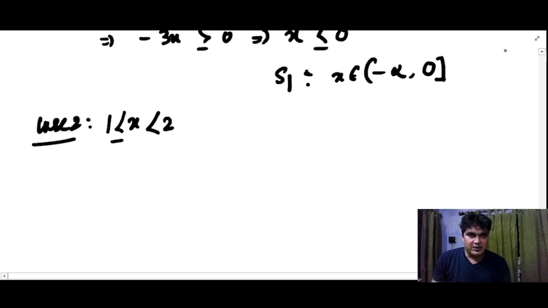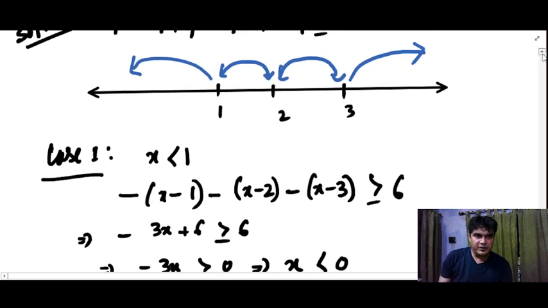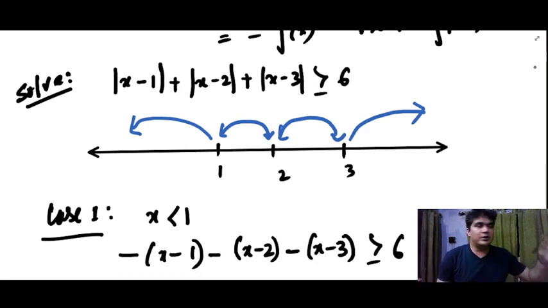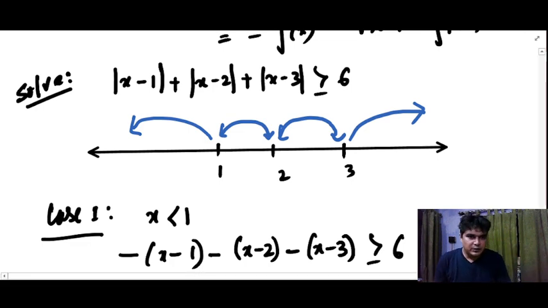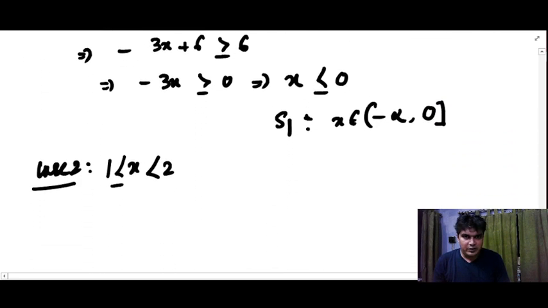So in that case, the first part of our inequality, mod of x minus 1, when the value of x is greater than or equal to 1, that means mod of x minus 1 is giving me a positive value. Let us take x as 1.5. So 1.5 minus 1 gives a positive value, so I'll take it as positive. I'm not going to multiply it with a negative sign, so I'll take out x minus 1 from there.